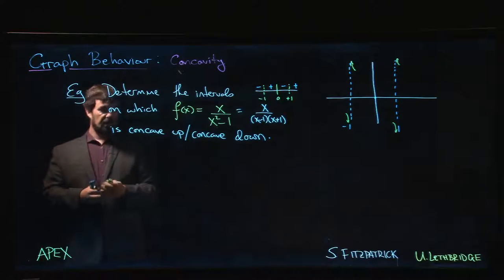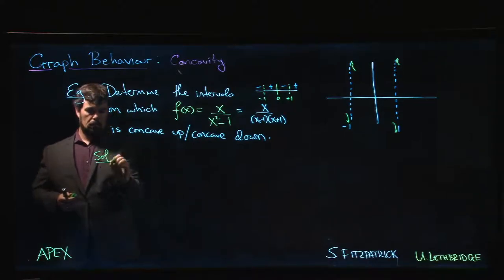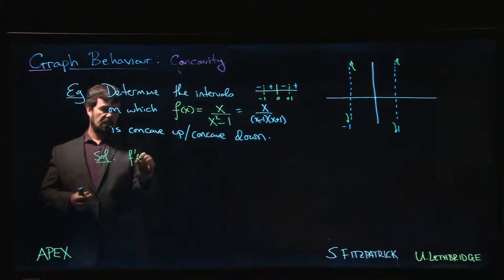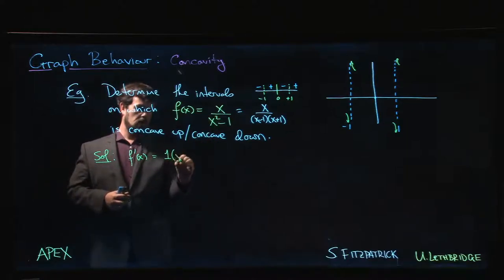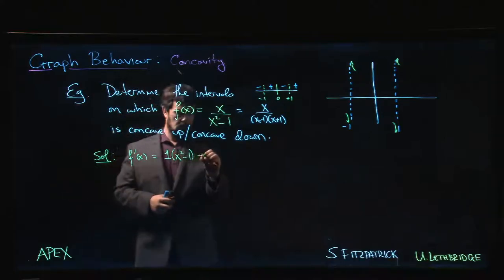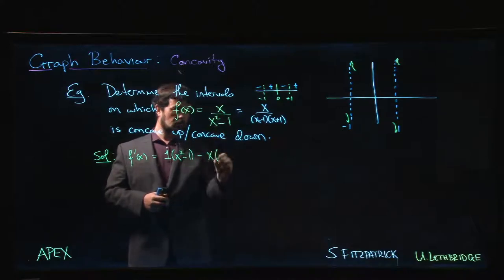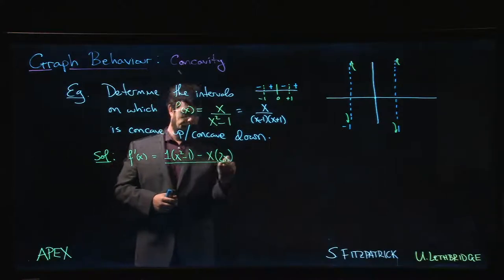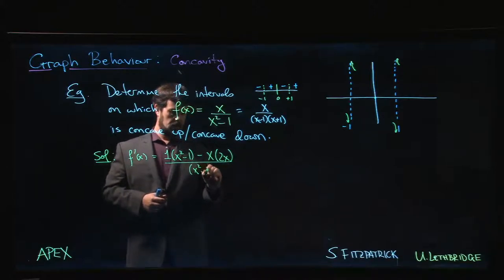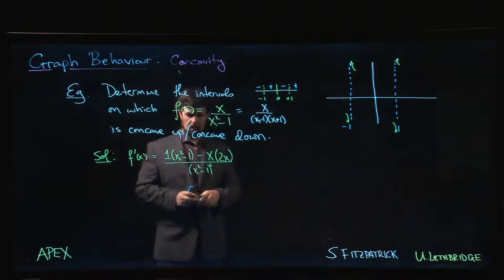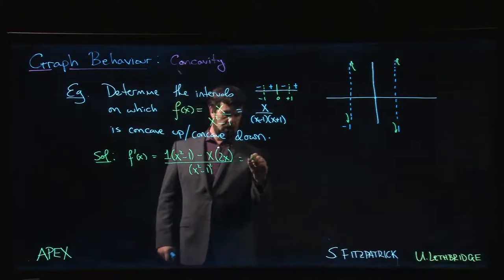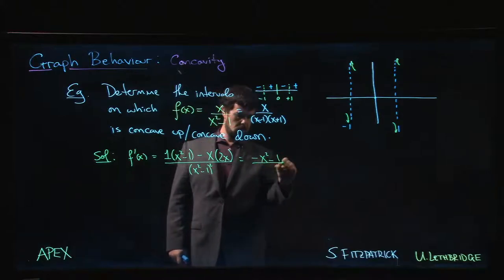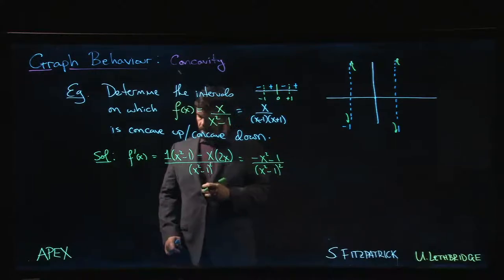Now let's actually proceed to our solution. Before we can get to the second derivative, we need the first derivative. That's going to require the quotient rule. The derivative of the top is 1 times the bottom, minus the top times the derivative of the bottom, and we divide by the bottom squared. We can clean this up a little bit. This is x squared minus 1 minus 2x squared, so we have minus x squared minus 1 over x squared minus 1 all squared. And we leave it at that.